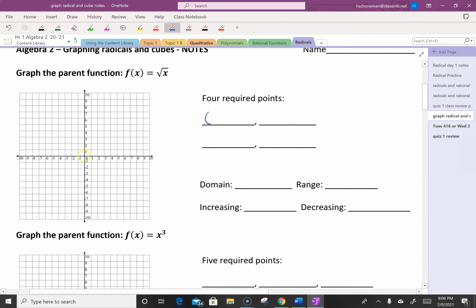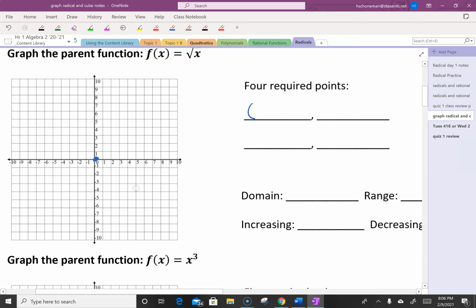If I plug in 0, square root of 0 is 0. If I plug in 1, square root of 1 is 1, so I can plot the point 1, 1. If I plug in negative 1, well, I can't take the square root of a negative number, so that's not going to work. I can plug in 2, but the square root of 2 is a decimal. Square root of 3 is a decimal, so I'm going to go to the square root of 4, which is just 2, so I'm going to plot the point 4, 2.